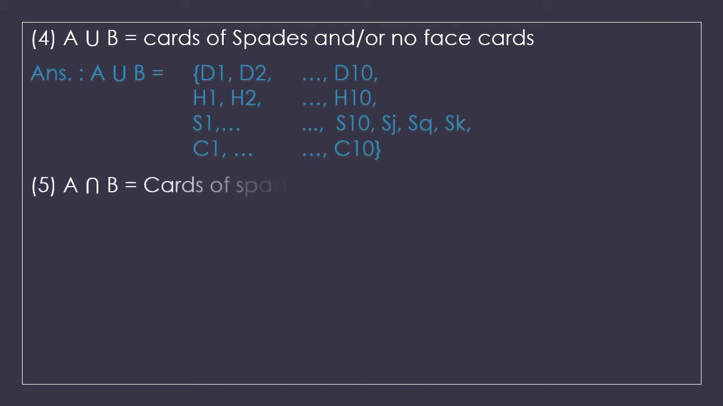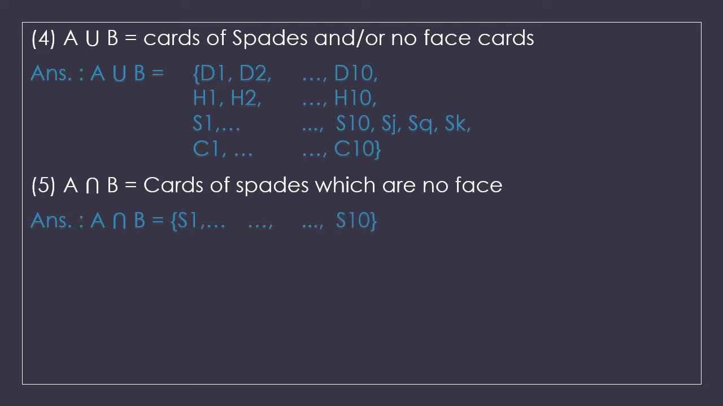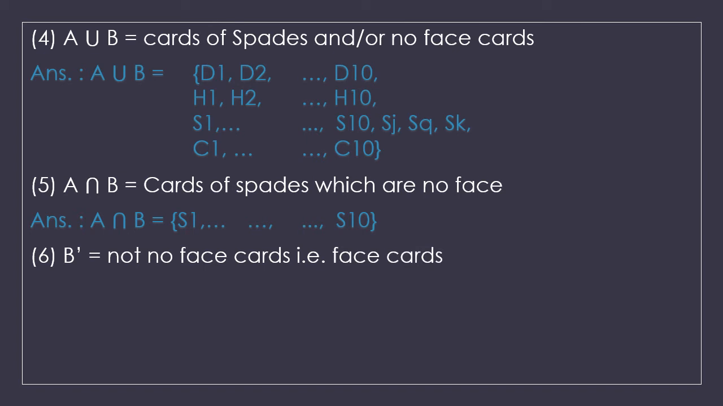The fifth one is the intersection of events A and B. That's cards of spades which are of no face. So we just need to find the common thing between both the events, that is cards of spades without any faces, that is S1 to S10. Simple, that's all. The sixth event here is B dash, not no face cards. B is no face cards, dash is not no face cards, that means the face cards. So cards with faces, that means in all the four suits: diamond jack, queen, king, hearts jack, queen, king, spades jack, queen, king, and the clubs jack, queen and king.